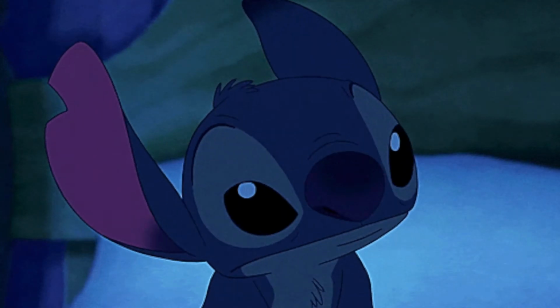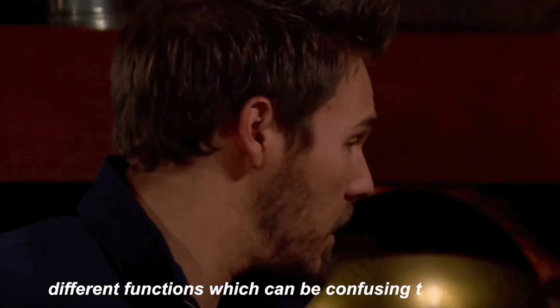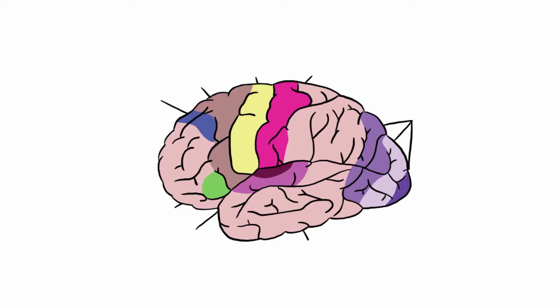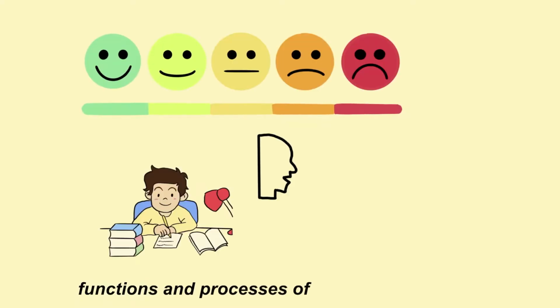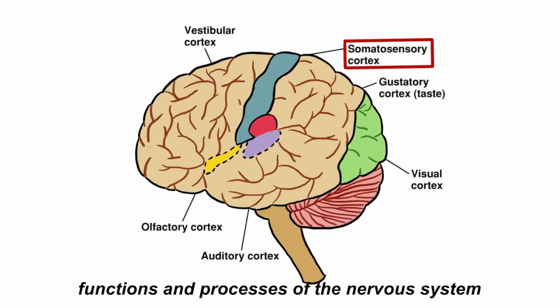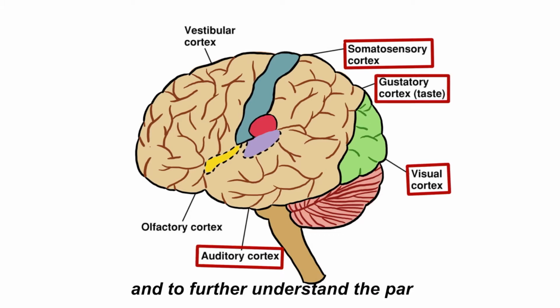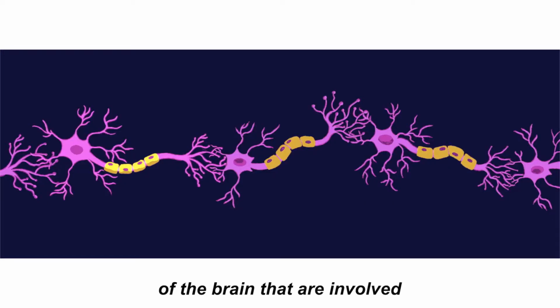There are many parts to a brain with different functions, which can be confusing to students. The objective of this video is to understand the functions and processes of the nervous system and to further understand the parts of the brain that are involved.